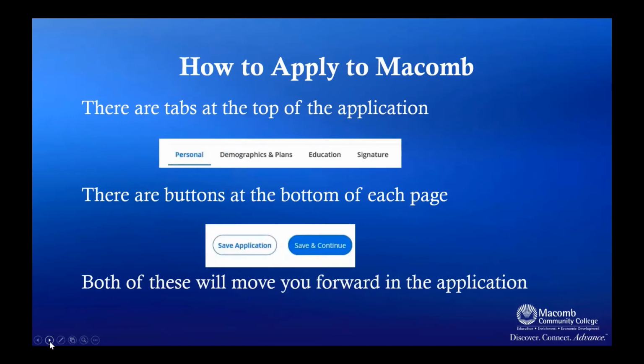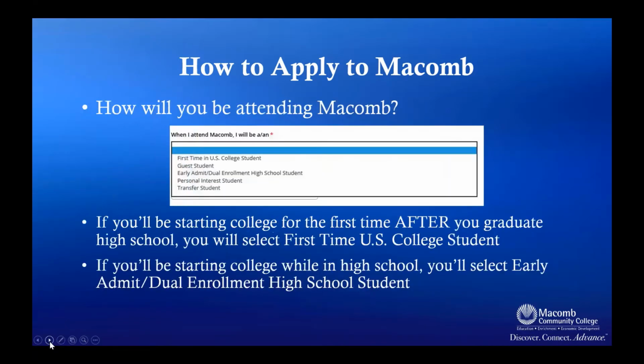When you apply at Macomb, you'll see the tabs at the top of the page. And at the bottom right of each page, you'll see Save and Continue. So try not to use your arrows a lot going back and forth. Keep hitting that Save and Continue button. This will let you move forward in the application. And also, if you need to leave the application at some point, it will save the information and let you continue later.